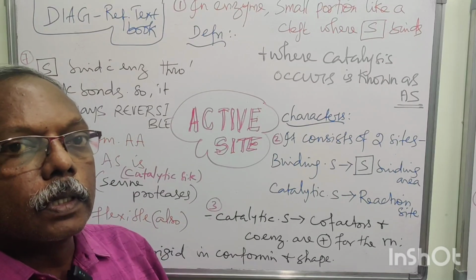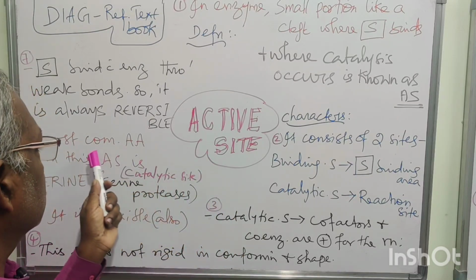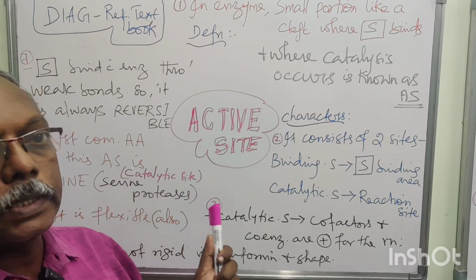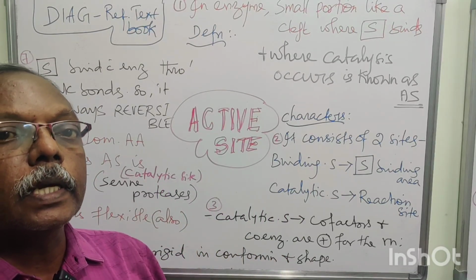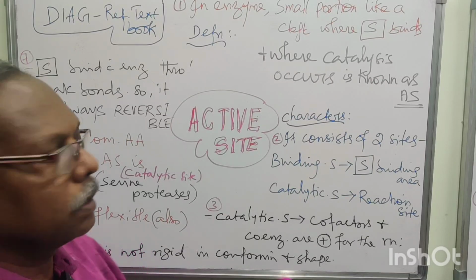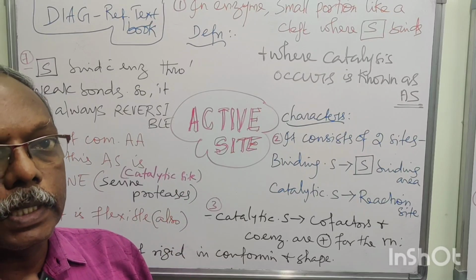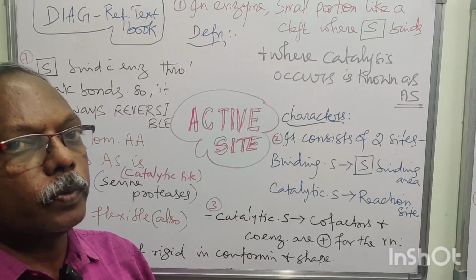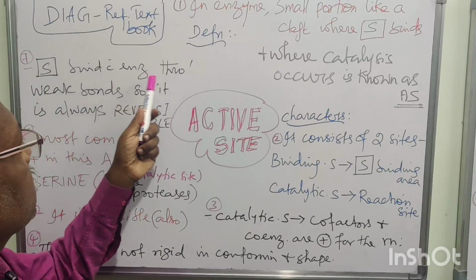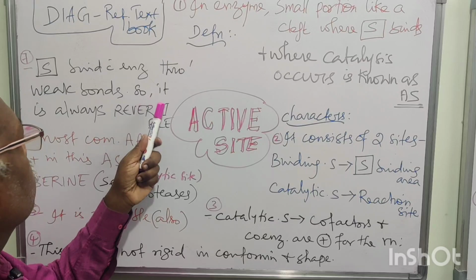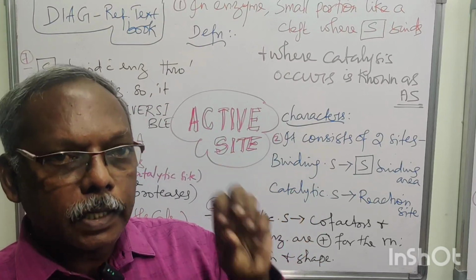Next, there are many amino acid residues in the catalytic site. Mostly they come as serine proteases. The amino acid is serine, and the enzyme name is serine protease, which is present in the catalytic site for catalysis. Next character, the substrate binds with the enzyme through non-covalent bonds, so it is always reversible. The substrate binds with the enzyme through weak bonds only, so it is always reversible. So these are all the characters of your active site.